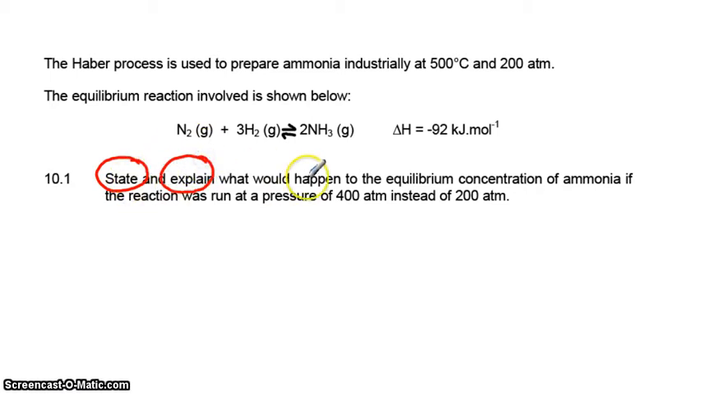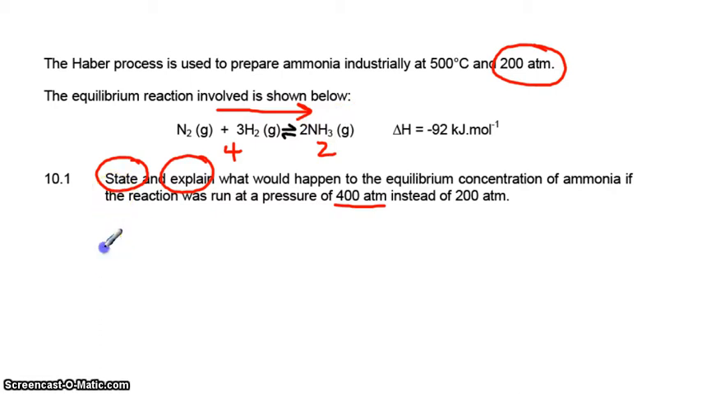So let's say state what would happen to the equilibrium concentration of ammonia if the reaction was run at a pressure of 400 atmospheres. Now, its usual pressure is 200 atmospheres, so if we increase the pressure, then according to Le Chatelier, it's going to shift to decrease the pressure, so it will favor the forward reaction, because on the left there are 4 moles, and on the right there are 2 moles, so it's going to shift to the side with fewer moles to try and release that pressure.